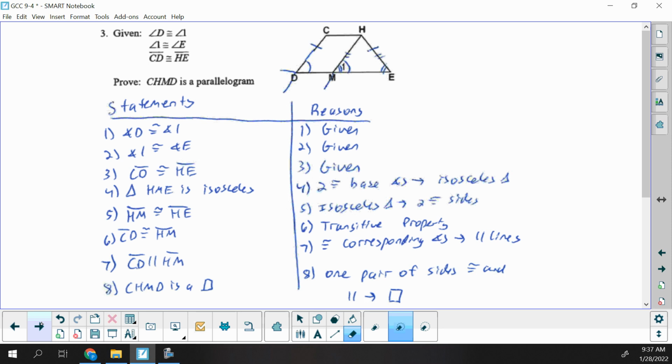Then they had told us that angle D and angle 1 were congruent. Notice those are both in the top right of their intersection if you extend the lines. So that's congruent corresponding angles implying parallel lines. Well, now CD and HM are both congruent and parallel. So we can do one pair of sides congruent and parallel implies parallelogram.